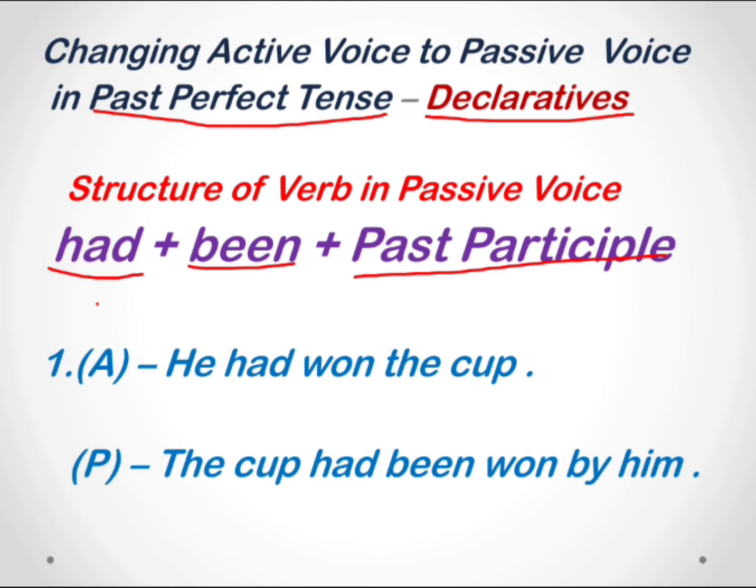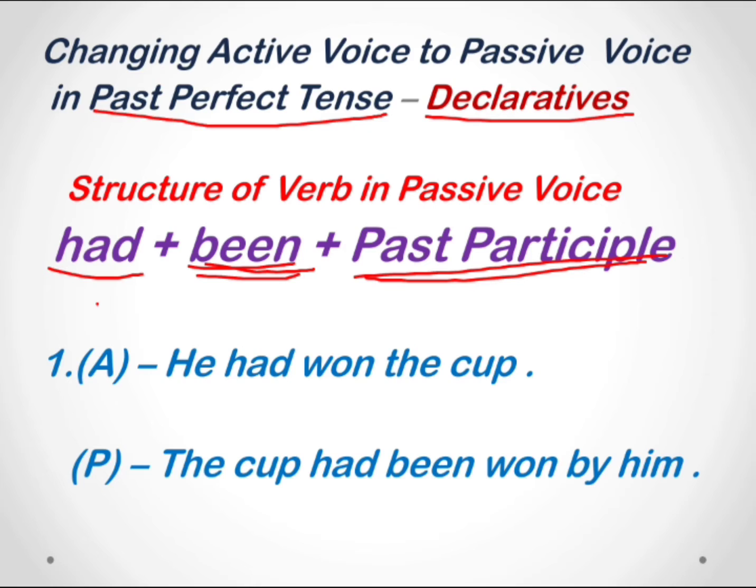The auxiliary verb to denote the past perfect tense is had. We use this had for both the singular as well as the plural subject. Been we use as the be verb for the perfect tenses, and we use the past participle when we change the verb to the passive voice. So the structure of verb in passive voice is had plus been plus past participle.